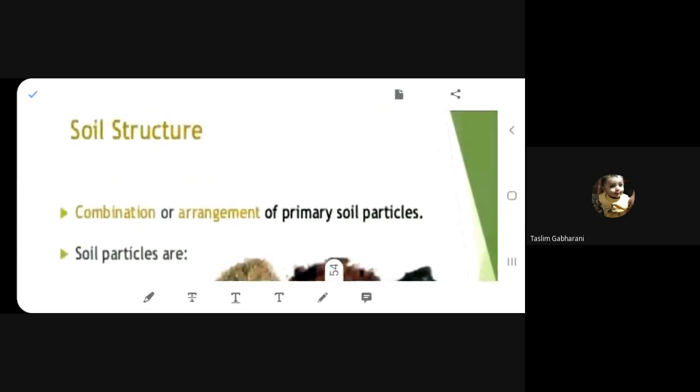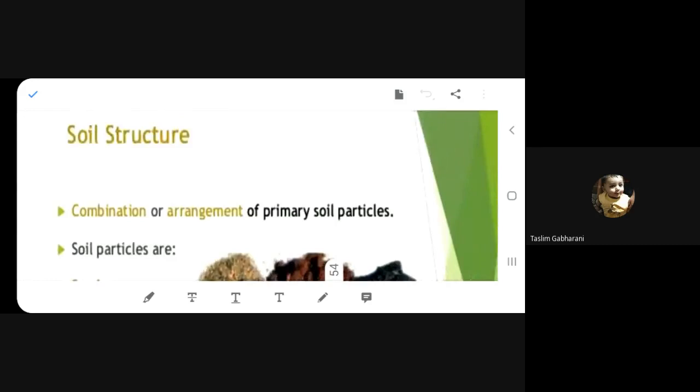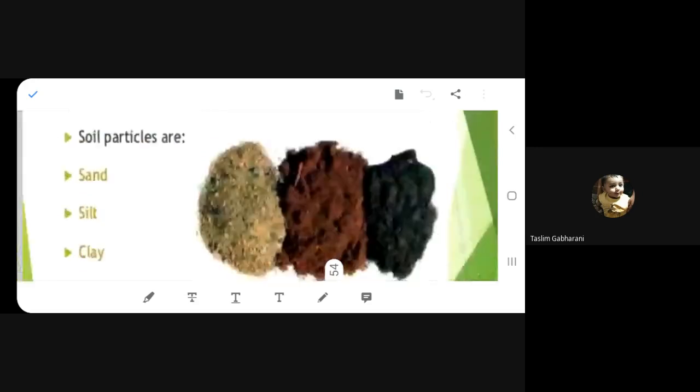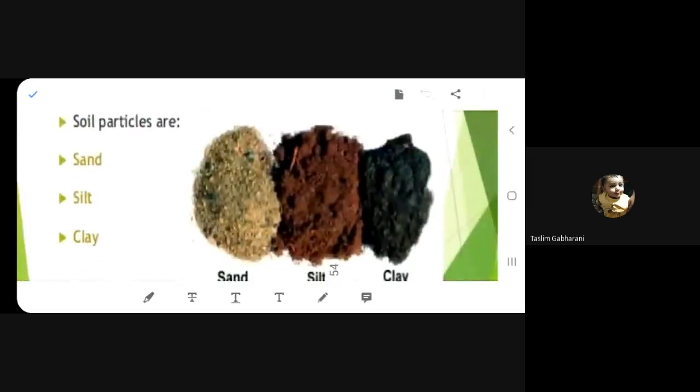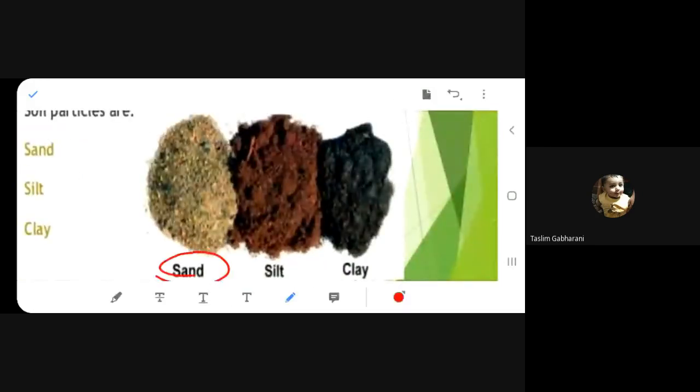Now, what about the soil structure? Yes, read. Zainab. Soil structure. Point one: combination or arrangement of primary soil particles. Point two: soil particles are sand, silt, clay. That's it. Now, how do sand, silt, and clay look? See, this is sand, this is silt, and this is clay.